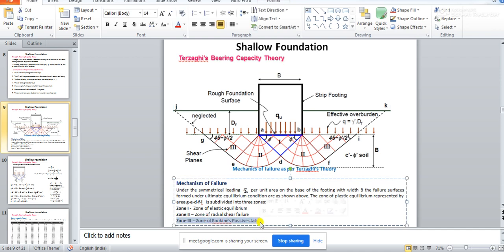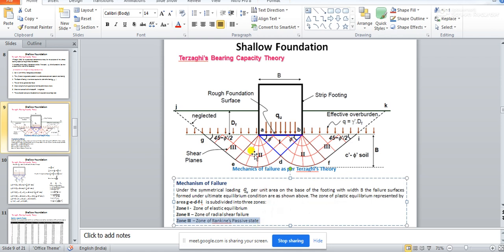Has Sainton sir discussed about Rankine's active earth pressure and passive earth pressure? No, sir. Not yet. Okay. So when Sainton sir discusses it, then you will be able to understand what passive earth pressure is.